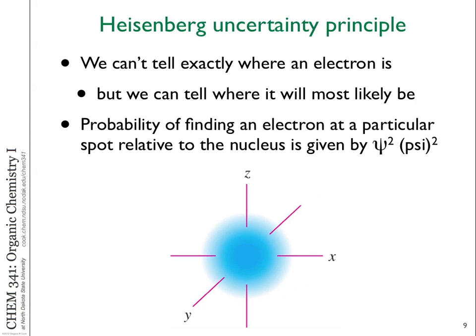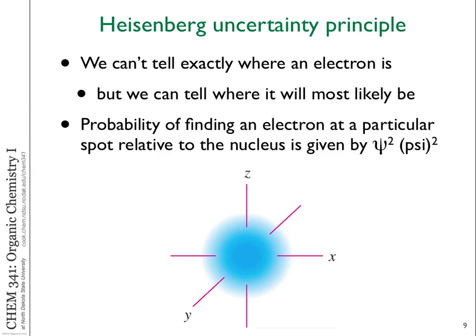Well, one of the things is we can't really tell exactly where an electron resides around the nucleus at any given time. But we can get an idea about where it's most likely to be. That is, we can calculate the probability. And it is the wave function, actually the square of the wave function, which is related to the probability of where we would find that electron in that atom.